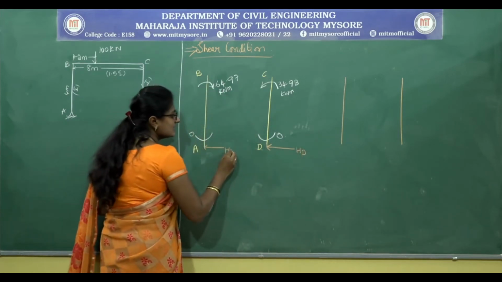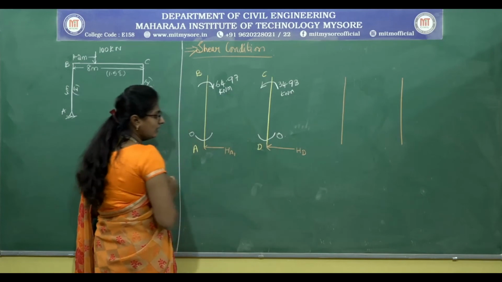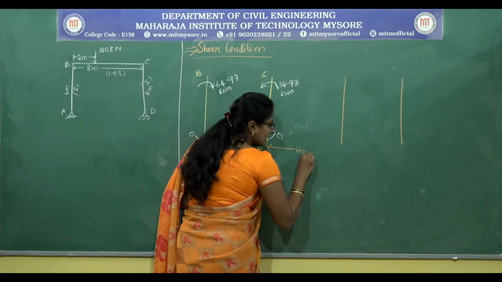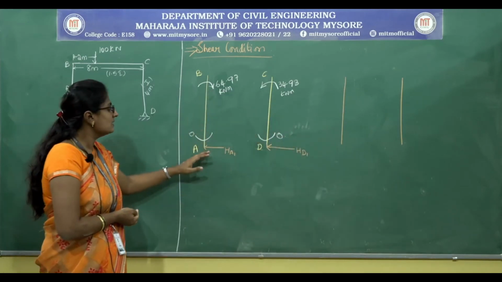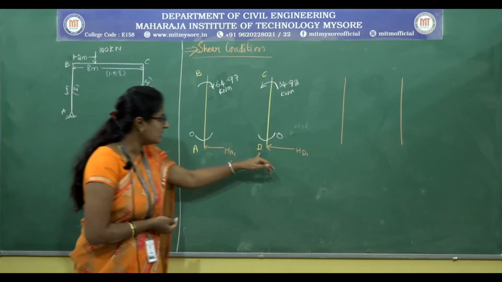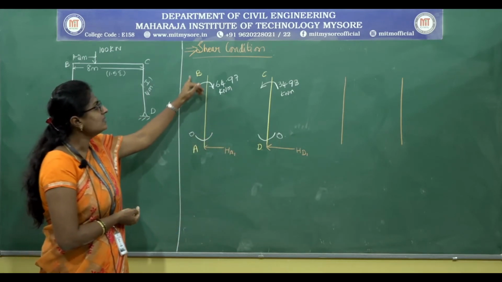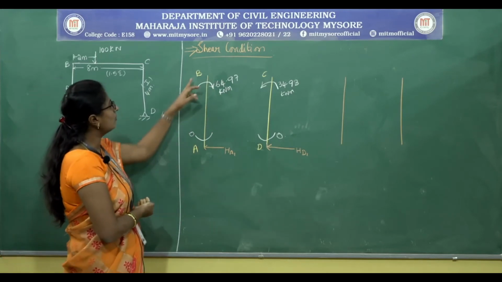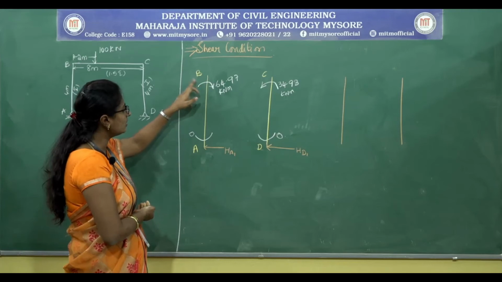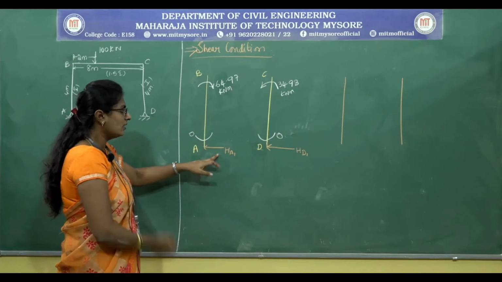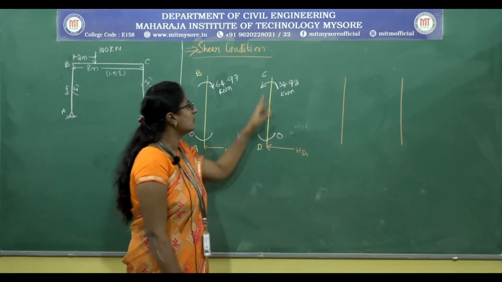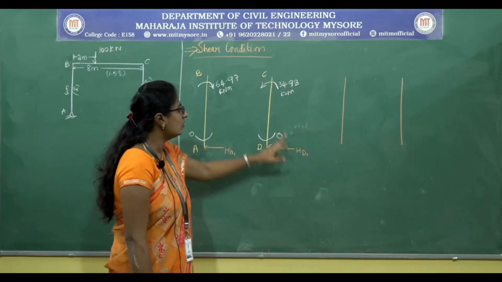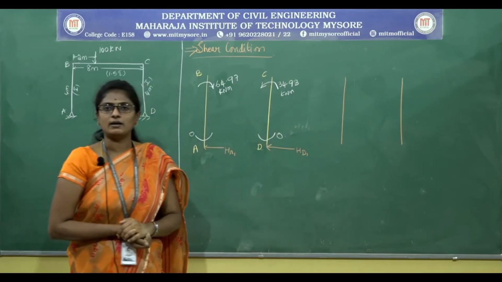For this instance, I consider this as HA1 and HD1. So, this is the reactions at the joints by considering the moments without sway. Now, by considering the condition, sum of all the moments at B equal to 0, we will get the value of HA1, and by considering the condition of sum of all the moments at C equal to 0, we get the value for HD1.